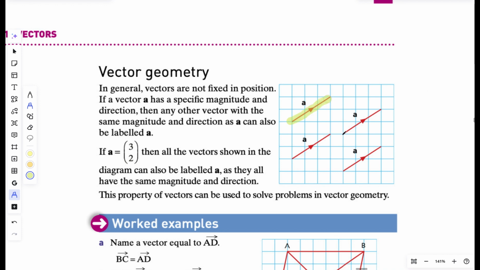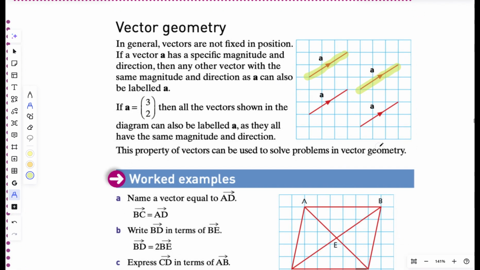Any vector that has this similitude is called vector A. As long as it's 3 on the horizontal axis and 2 on the vertical axis, going upward like this, it is going to be called vector A in the geometry.